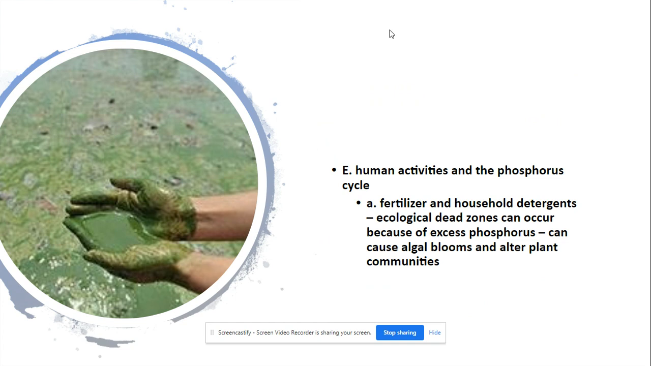Similar to our nitrogen, a human impact of the phosphorus cycle is the use of fertilizers and household detergents. Specifically, fertilizers can cause things like ecological dead zones as a result of excess phosphorus, which creates algal blooms.